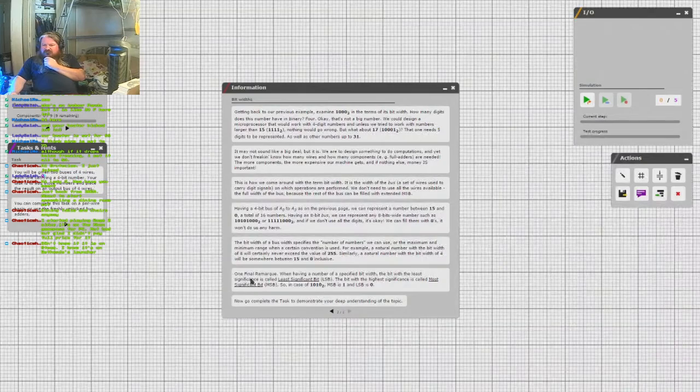One final remark. When having a number of a specified bit width, the bit with the least significance is called the least significant bit, or LSB. The bit with the highest significance is called the most significant bit, MSB. So in the case of 1010 base 2, MSB is 1 and LSB is 0. Now go complete the task to demonstrate your deep understanding of the topic.